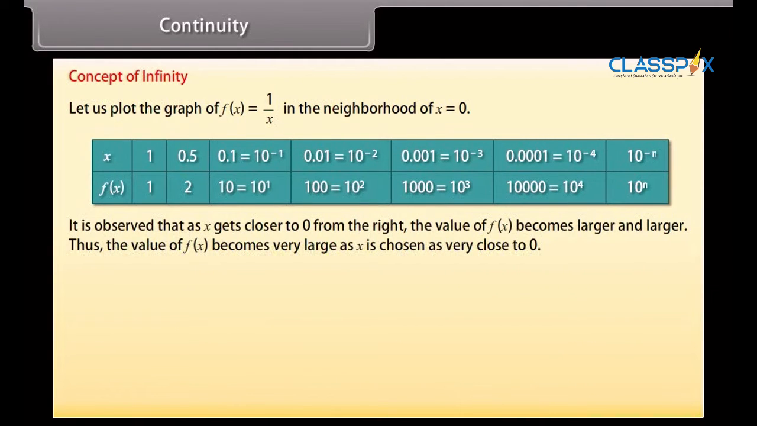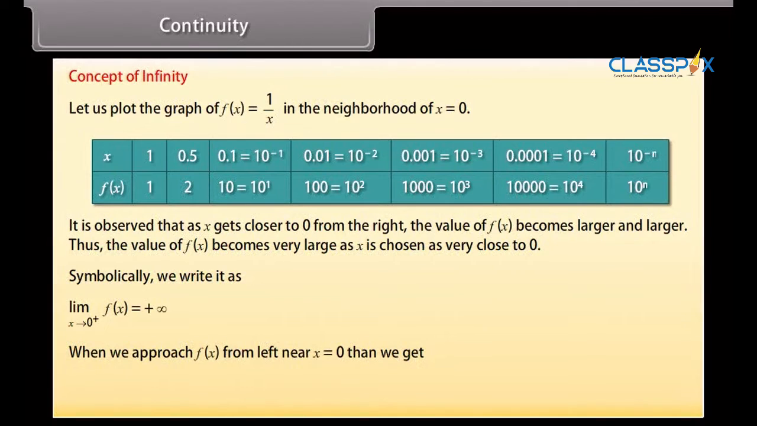It is observed that as x gets closer to 0 from the right, the value of f(x) becomes larger and larger. Thus, the value of f(x) becomes very large as x is chosen very close to 0. Symbolically, we write it as limit x approaches 0 plus of f(x) = plus infinity.